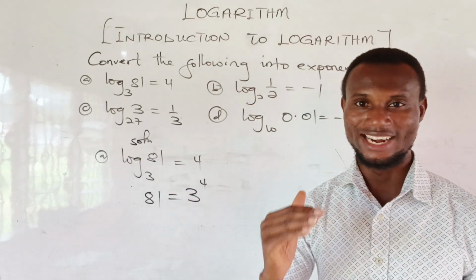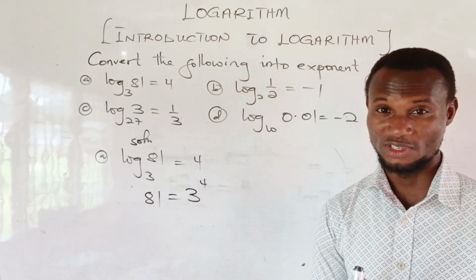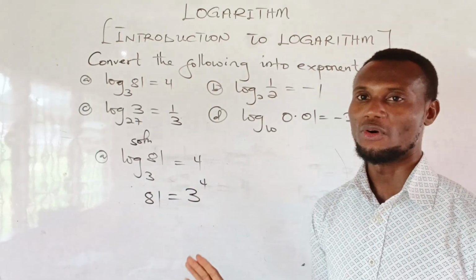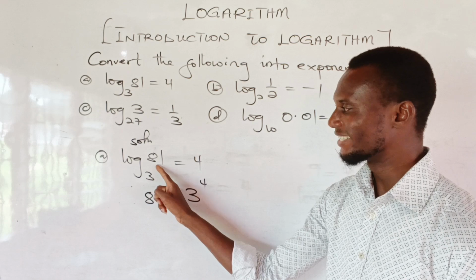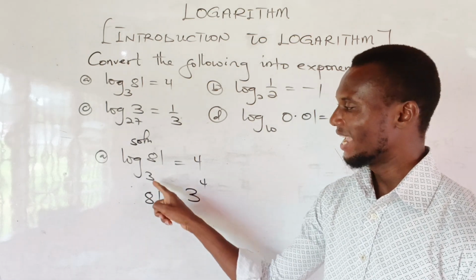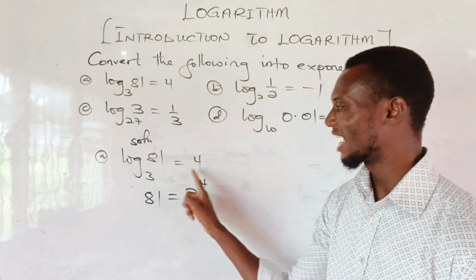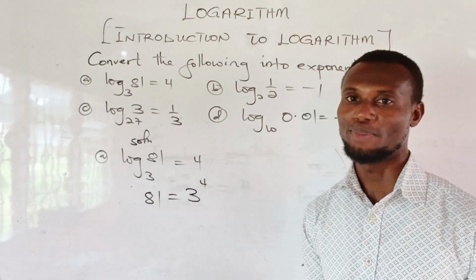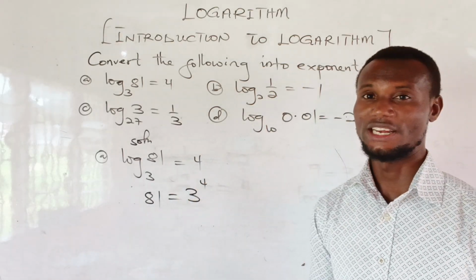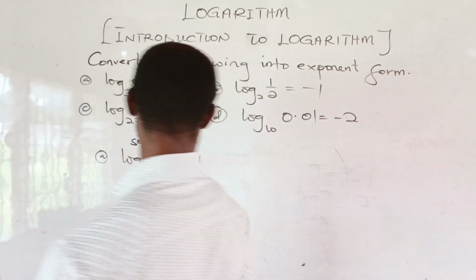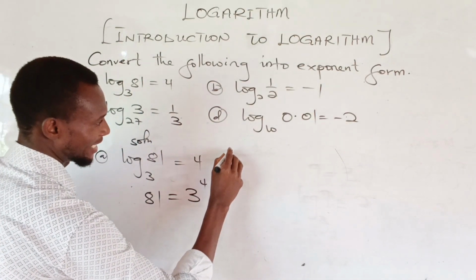I hope you understand and you agree with me up to this point. Let me go over one more time. All that we did is that you are going to maintain your 81, which is here, and this base here will come and carry the 4, which is here, as a power. So that is the same process that you are going to repeat for all the rest of the questions. Okay, so let me take the B also and let's do it and see.